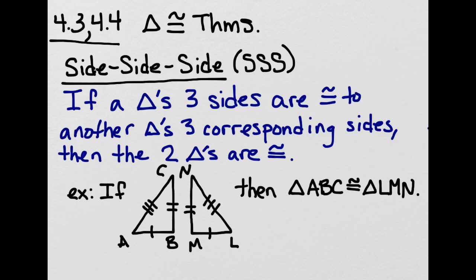So the first one is side, side, side, or SSS. It says that if we've got the 3 sides in the triangles being congruent to each other, then we know that the triangles need to be congruent. And so this is the way I defined it. If you want more technical terms, you could look up how the book defines it in section 4.3.